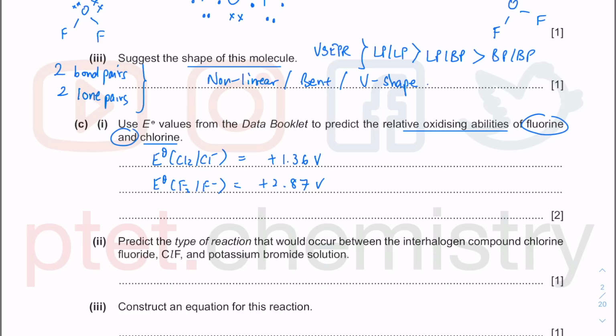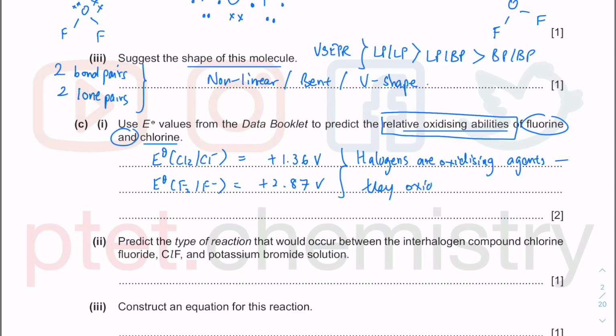So what can we predict about the relative oxidizing ability? We know that the halogens are oxidizing agents. So what do oxidizing agents do? An oxidizing agent oxidizes the other substance. So they oxidize others. But what happens to itself? Itself gets reduced. That is the key factor there.